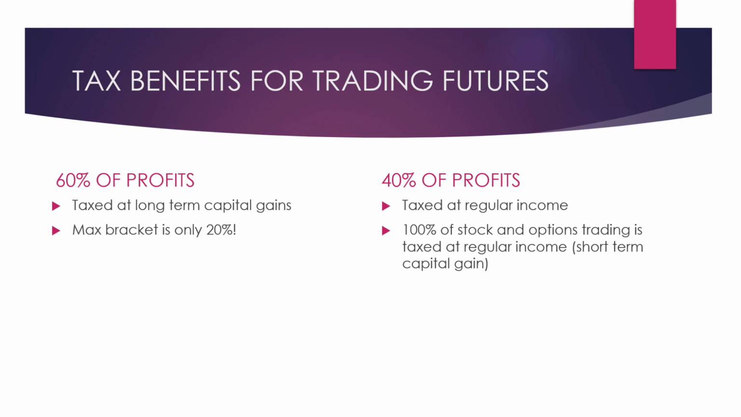One more big thing for trading futures, once you actually become profitable: in the US, at least 60% of profits for futures are taxed at long-term capital gains, and the maximum bracket for that is only 20%. Then the rest, the 40% of your profits, are taxed at regular income. And just to give you guys a comparison, 100% of stocks and options trading is taxed at regular income, also known as the short-term capital gain. All right, so that's another huge benefit to trading futures.